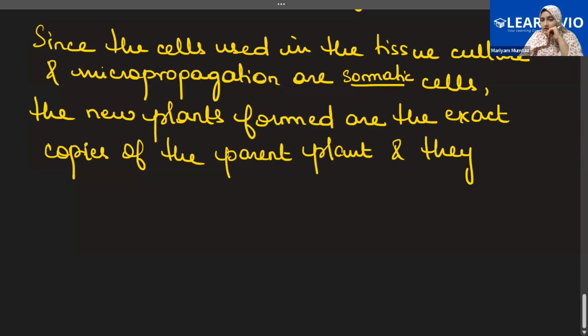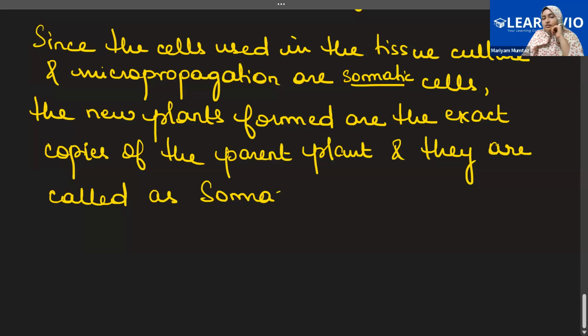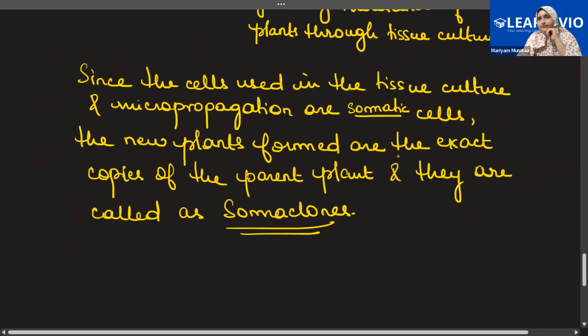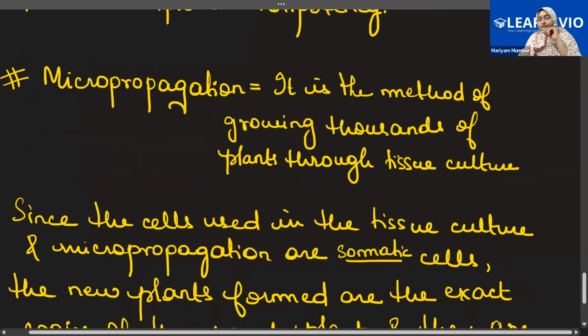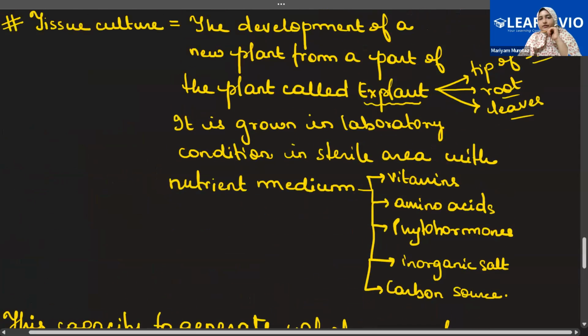And here, when we talk about those exact copies, we don't call them clones because we're talking about plants. So they are called soma clones. Soma refers to the somatic cells. Clones you already know. Clear? Yes, ma'am. Any doubts? No. Now you can note it down.